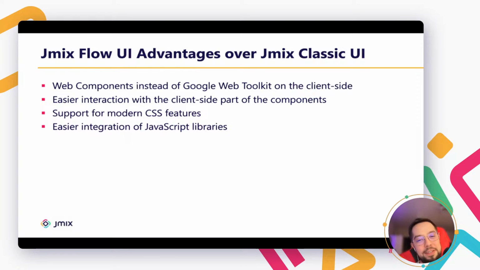And the last one, but not the least, is easy integration of JavaScript libraries. In Classic UI, we can only integrate regular JavaScript libraries by placing them inside the project or importing them by direct URL. In Flow UI, we can integrate both regular JavaScript libraries and web components, and starting with Vaadin 24.4 and Jmix 2.4, React components are also available for integration. Also, we can use npm dependencies to add dependencies to some JavaScript library.